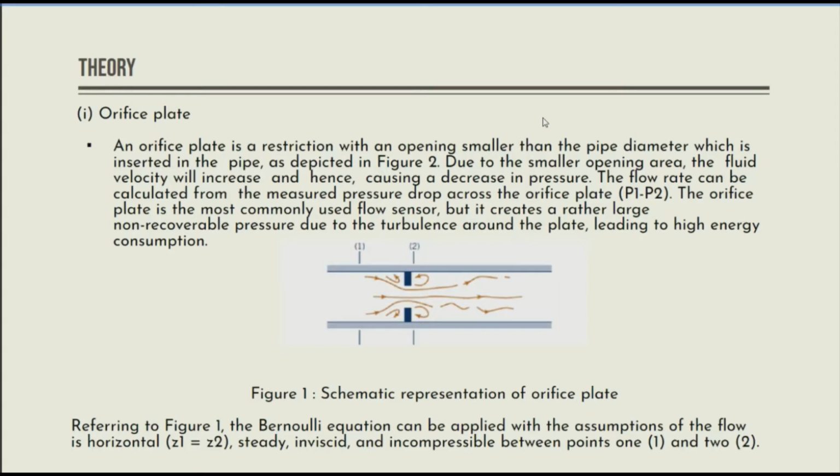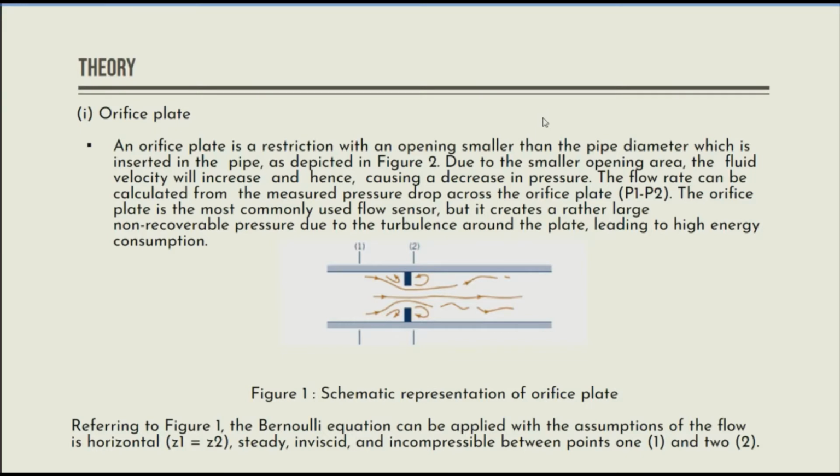The flow rate can be calculated from the measured pressure drop across the orifice plate from P1 to P2. The orifice plate is the most commonly used flow sensor, but it creates a rather large non-recoverable pressure loss due to the turbulence around the plate, leading to high energy consumption. Figure 1 shows the schematic representation of the orifice plate.